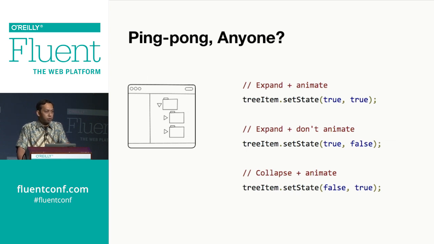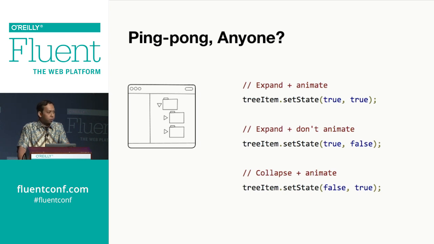As I mentioned in my previous slide, if one Boolean is bad, 2 makes it really, really bad. The more, the merrier. Now you see why it's confusing, because the first one apparently tells the tree item to collapse or expand, and the second one, while it's expanding or collapsing, please do the animations. So if you see set state true and true, it means expand and animate. If it's false, just expand, don't animate.